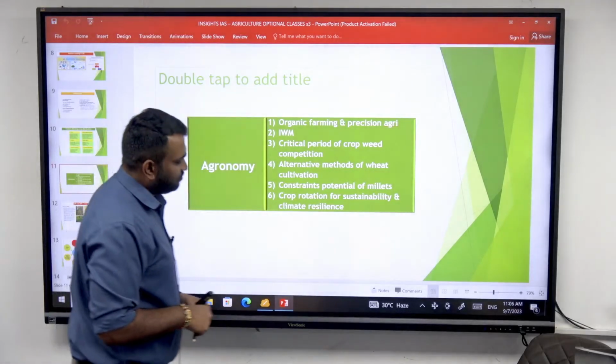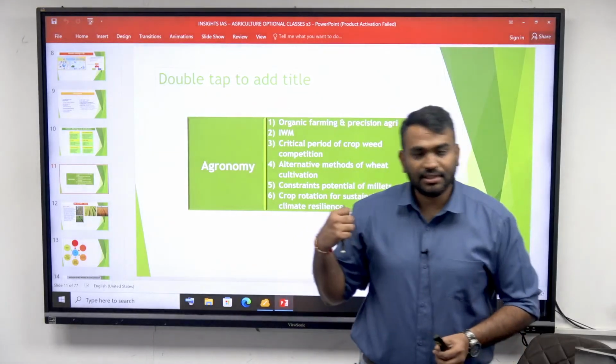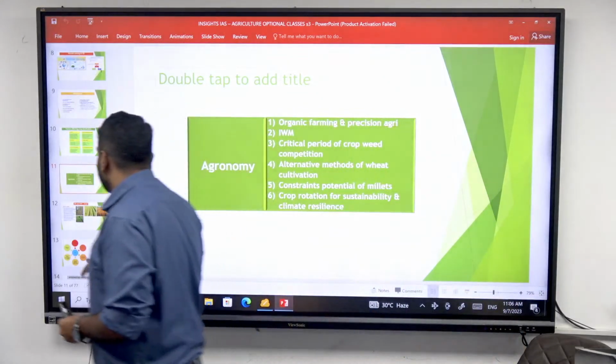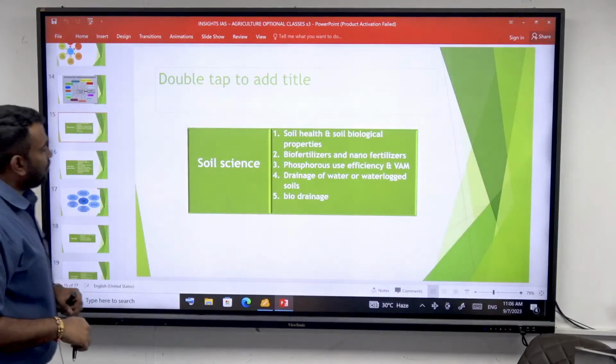And crop rotation, the principles have been given in the Tamil Nadu notes itself, so that much would be enough for crop rotation. I hope this is clear, right? Next we'll move to soil science.